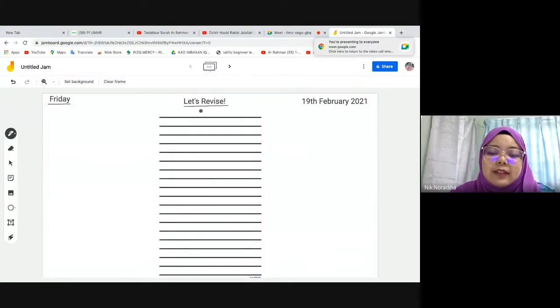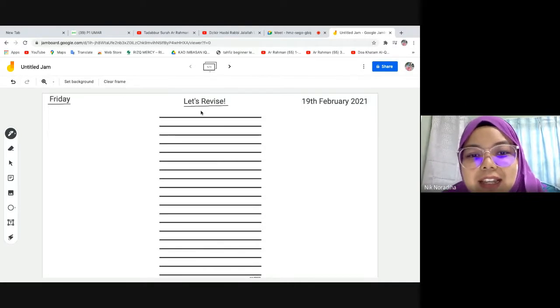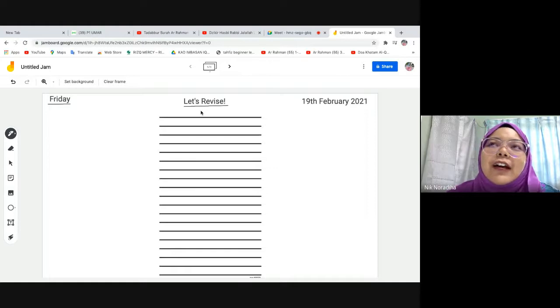Let's revise. Just now, teacher asked your friend why we need to recite Surah Al-Kahfi. Surah Al-Kahfi is for us to avoid the fitnah of Dajjal. Later in your Tahfiz class, you can ask your Tahfiz teacher. Teacher wants to explain more, but we're going to do the activity first. If we still have time, later teacher will explain more, okay?